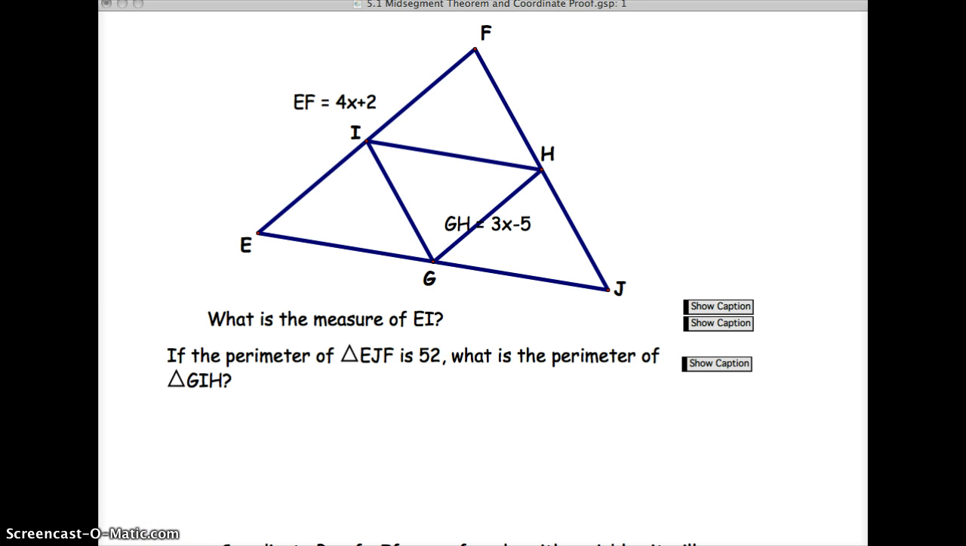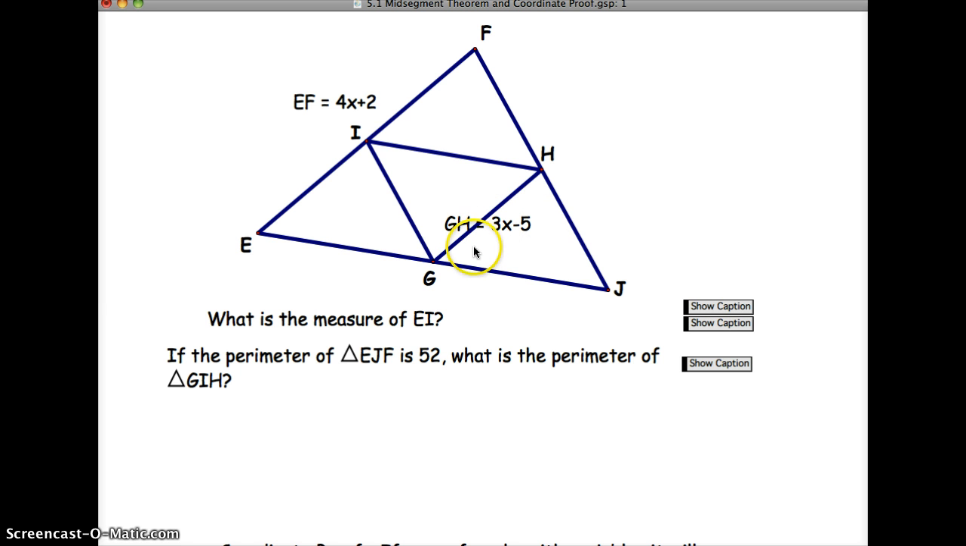If we look at this diagram, we see a whole bunch of different triangles, which might remind you of Sierpinski a little bit. It's asking what is the measure of EI. So what's the measure of this segment? You're given EF, the entire segment, which is 4x plus 2, and you're also given GH, which is 3x minus 5.